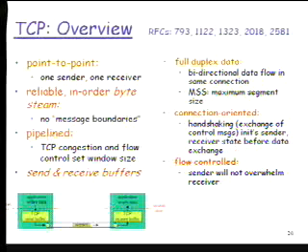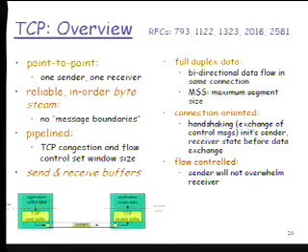So TCP, first of all, is a point-to-point protocol. It has exactly one sender and one receiver. So things like multicast cannot be implemented using TCP. TCP provides a reliable in-order byte stream. There are no message boundaries in TCP. It just provides a stream of data.